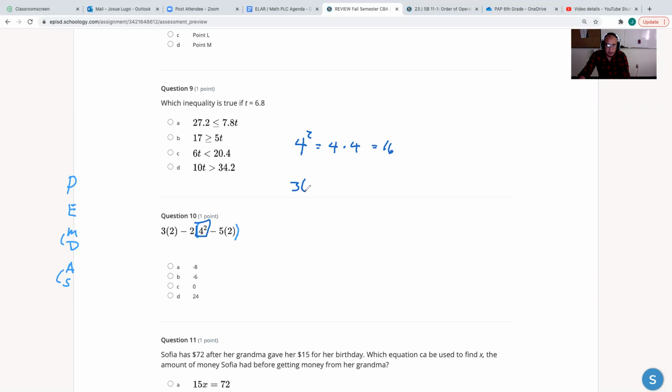I'm just going to rewrite everything. 3 times 2 minus 2 parentheses. Instead of a 4 squared, I'm going to write the answer to that, which is 16, minus 5 times 2. Close parentheses. And let's continue from there. Notice that I'm still not done with what's inside the parentheses. So I have to either subtract or multiply. According to PEMDAS, I always multiply before I subtract. So I'm going to do 5 times 2. 5 times 2 is 10. Bring everything else down.